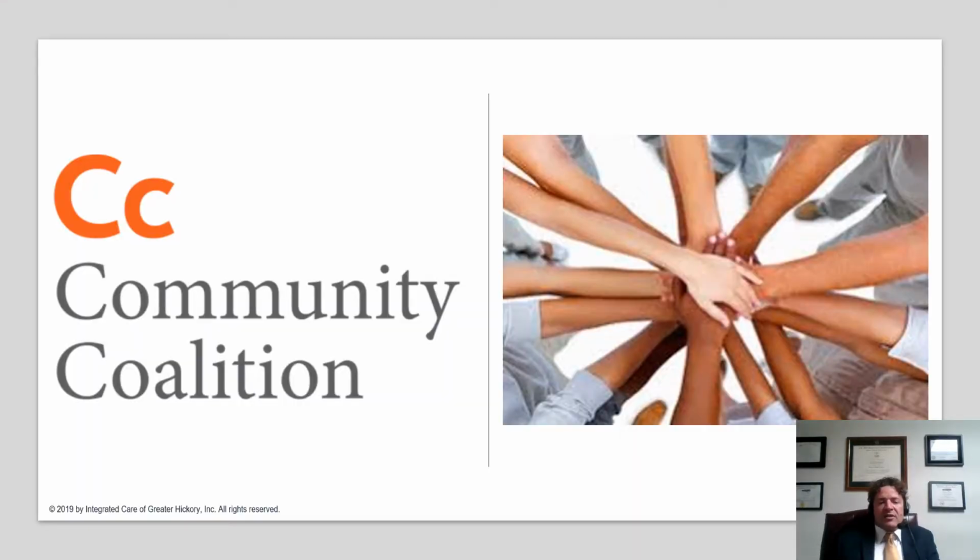We'll move on now to the Community Coalition. The Community Coalition is an evidence-based model where we improve outcomes for communities with regard to opiate use disorder and other substance use disorders.